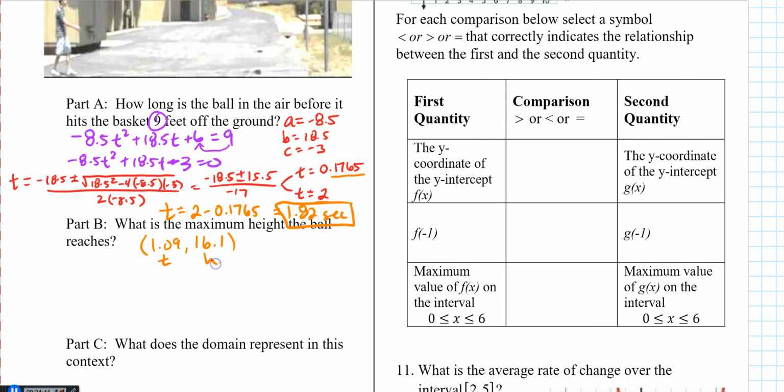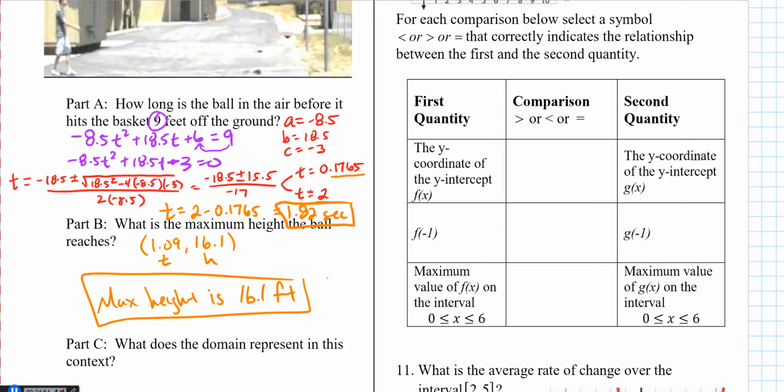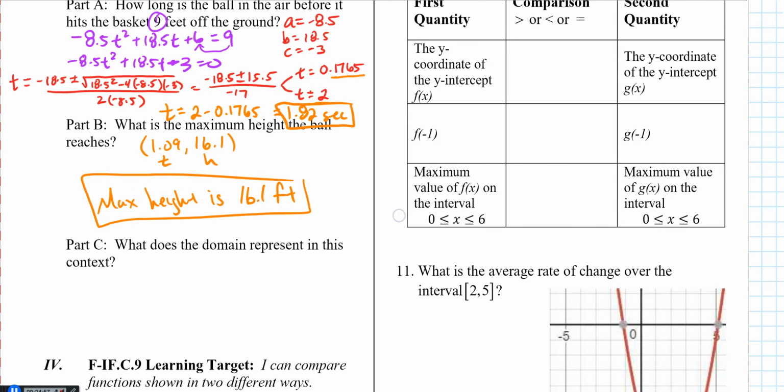This is t, this is h. So the max height is 16.1 feet. Again, make sure you put your units on there. Part C, what does the domain represent in this context? Domain is our x value, which in this case is t for time, which represents the time in seconds that the ball is in the air.